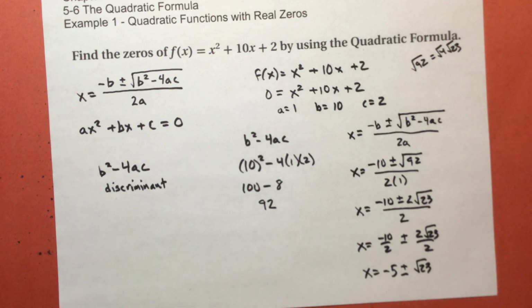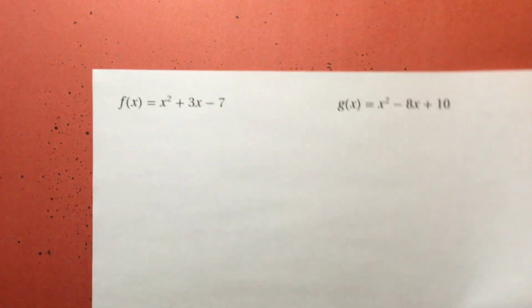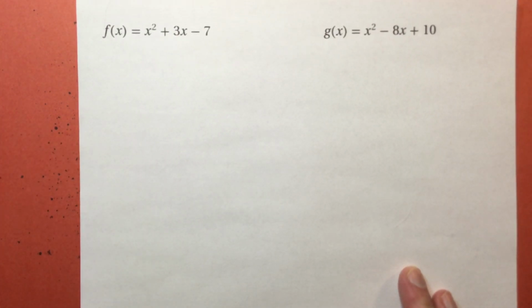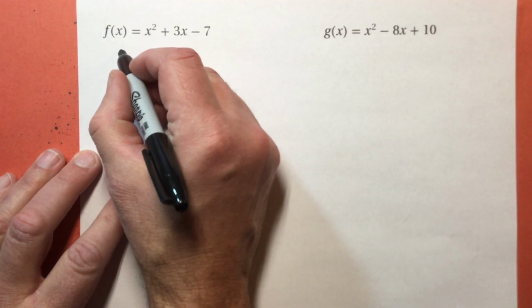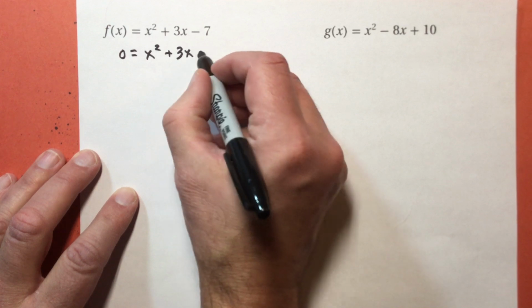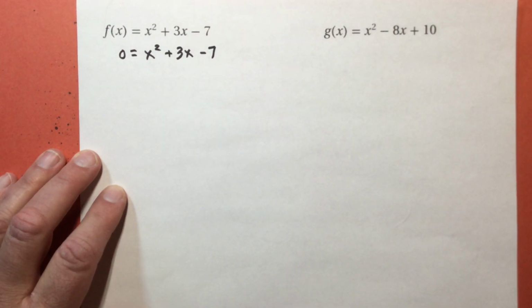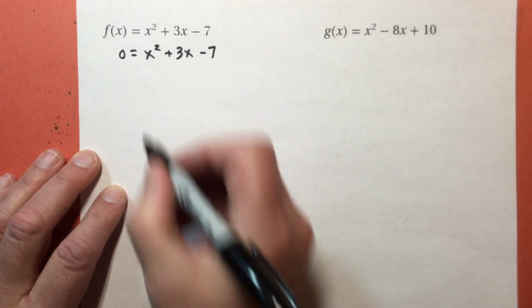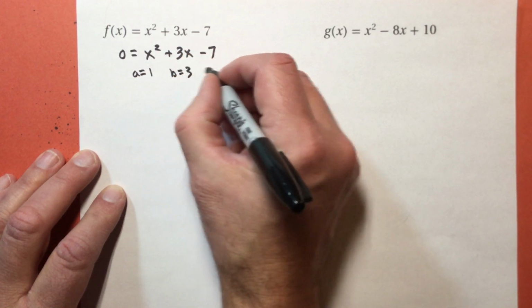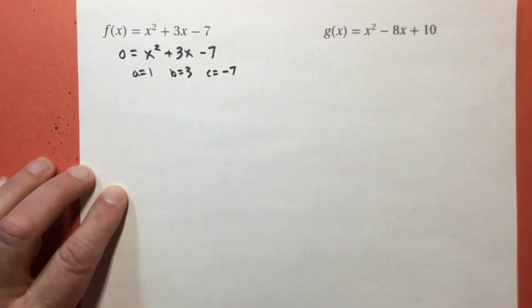Okay, now that's a lot for one problem, so let me do another problem with you, and then you're going to see what I'm going to do here. All right? So first, set it equals 0. I get 0 equals x to the second power plus 3x subtract 7. Let's identify what a, b, and c are. My a is 1, my b is 3, and my c is negative 7.